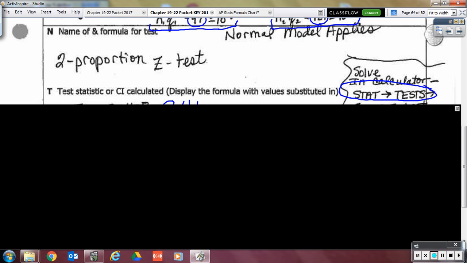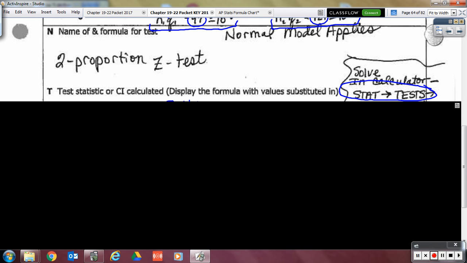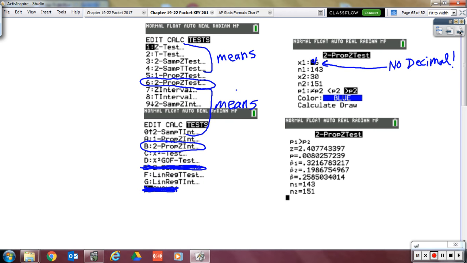We're going to do this in our calculator. So get your calculator out or go get one and go stat over to tests. Stat over to tests. Okay. So I have listed here on the left the full menu of all of the tests that we are going to do this year.